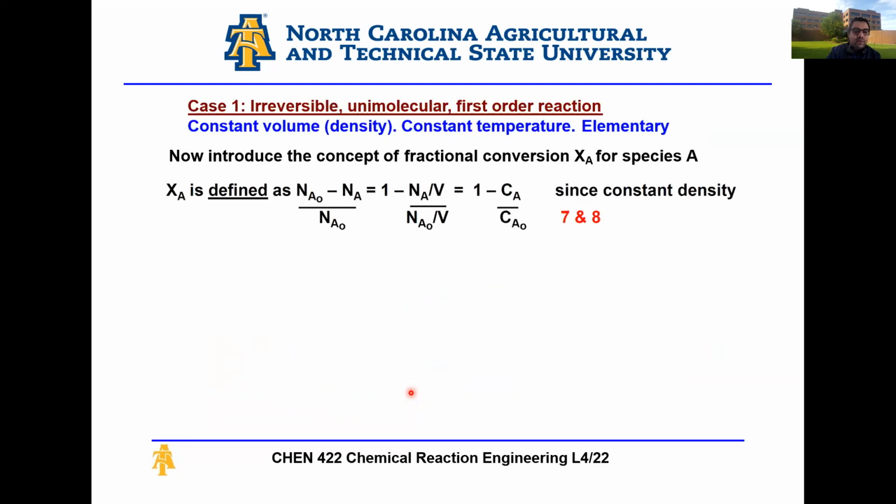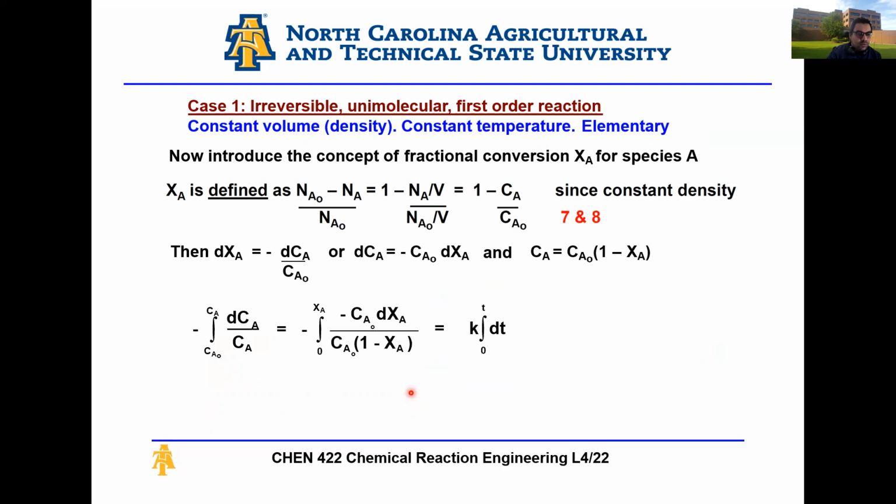And then we introduced the idea of fractional conversion. Hopefully now you're all comfortable with conversion. If you don't know what conversion is, you're in trouble. But basically, conversion is defined as 1 minus CA over CA naught. It's the amount of species which reacted. So if I tell you I have 10 moles and the conversion is 0.4, that means that 4 moles reacted and I have 6 moles left. If I tell you I have 100 moles and conversion is 90%, that means that 90 moles reacted and I have 10 moles unreacted, right?